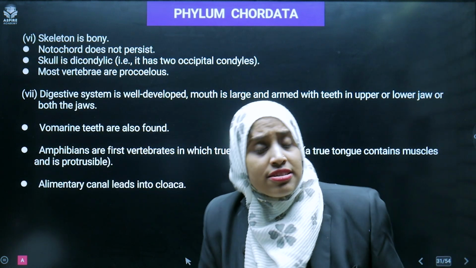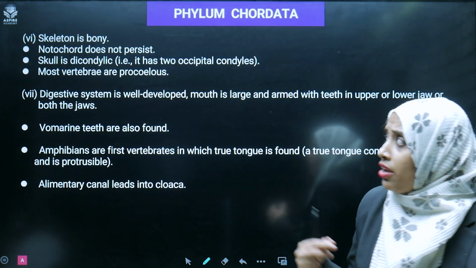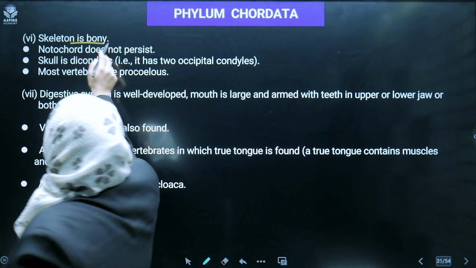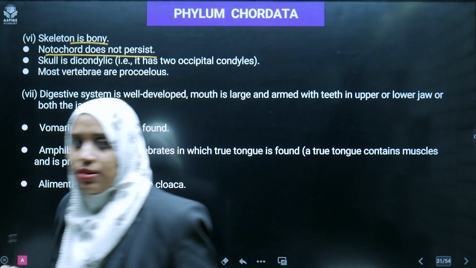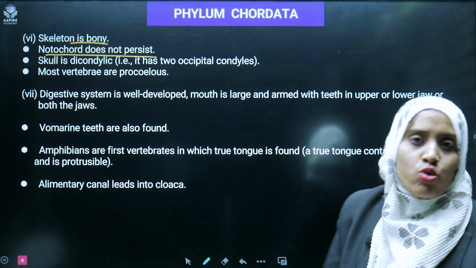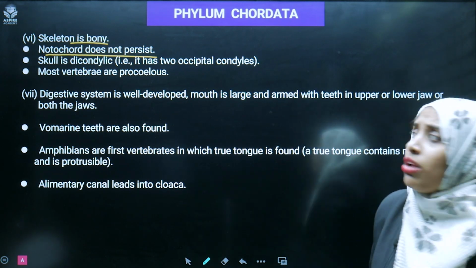Now skeletons कैसे होंगे? Frog. ठीक है? Frog as they are vertebrates, bony. Skeleton कैसा है? Bony. Notochord does not persist. ठीक है? Higher vertebrates में क्या होता है? Notochord does not persist whole life. It will change to vertebral column.